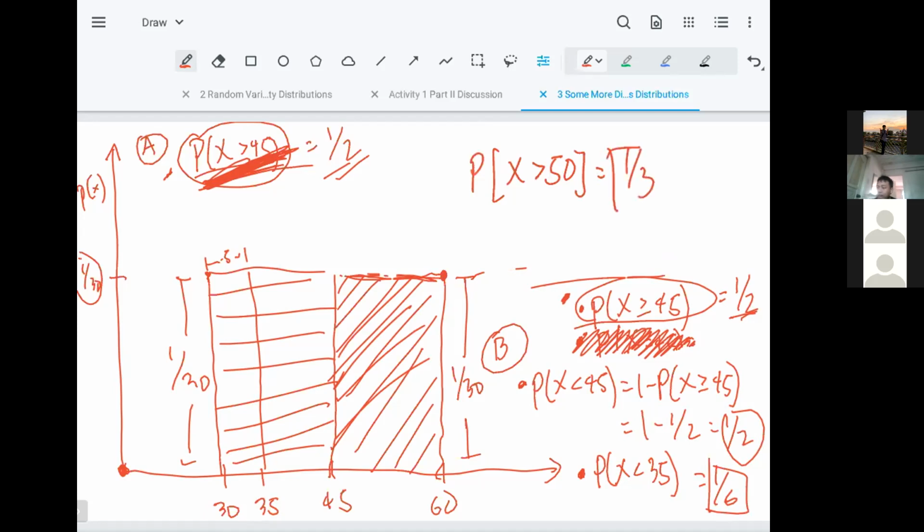So madali na, di ba? Kahit mental math na nga lang yan, hindi na natin daanan yung solutions. Hindi na tayo mag-drawing. So okay na tayo kay uniform. So we're gonna complicate things a little bit.